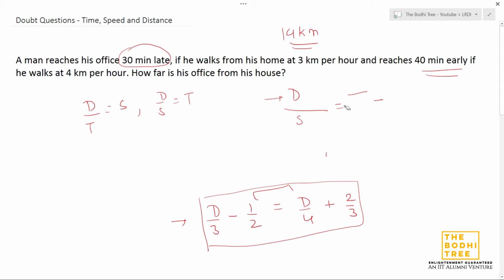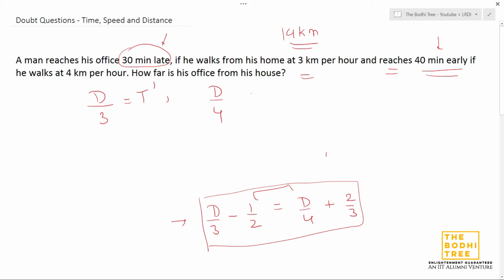So whenever we get this kind of questions wherein speed and time is involved, what do I mean? We are getting 30 minutes late, we are getting 40 minutes early, and also we have two speeds, right? The distance is the same in both the cases. For the first case, he's walking at 3 kilometers per hour, so d by 3 is the time. In the second case, he is walking at 4 kilometers per hour.